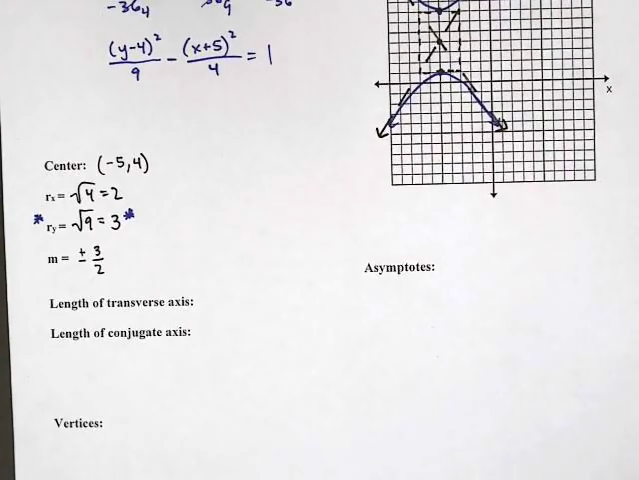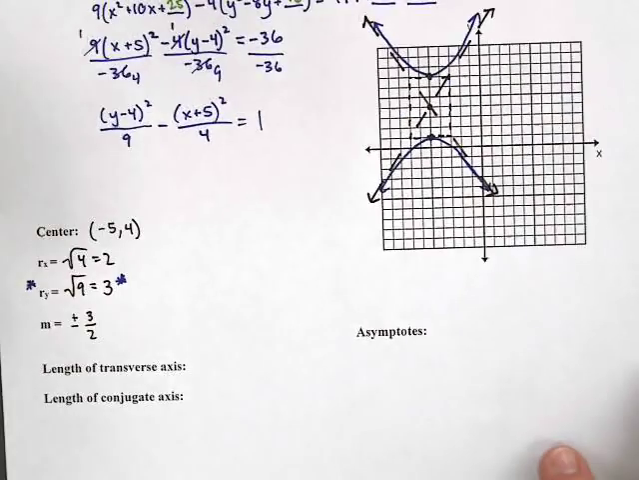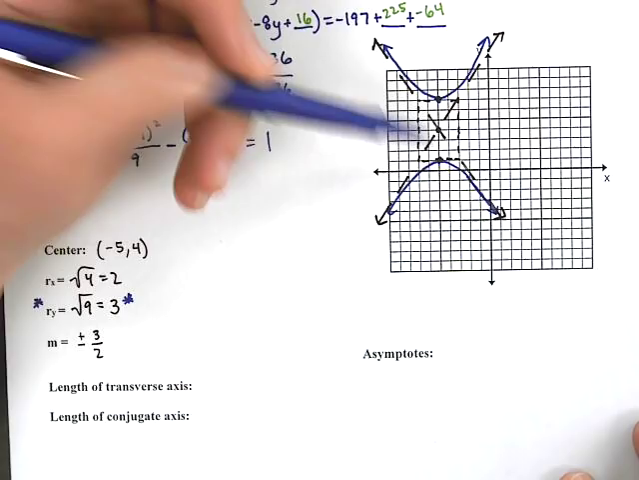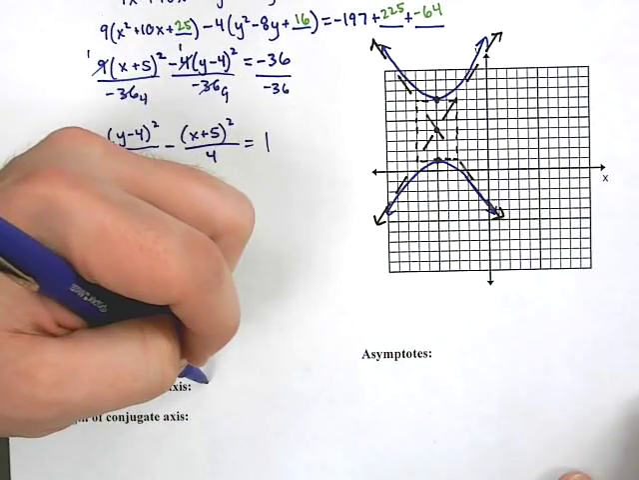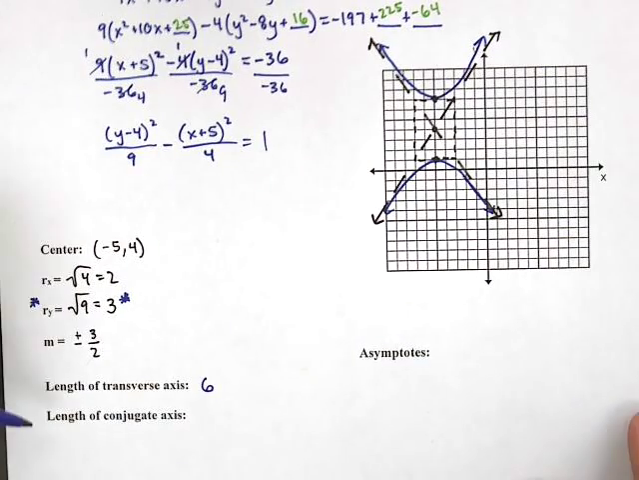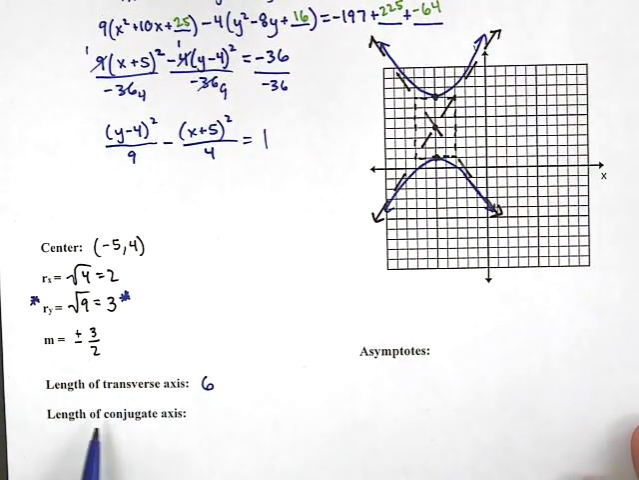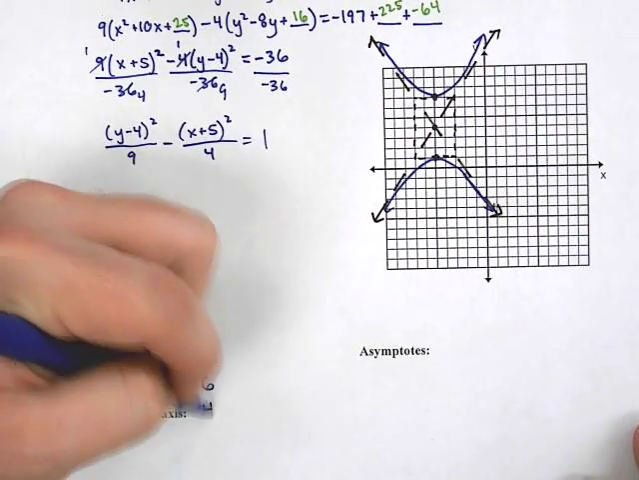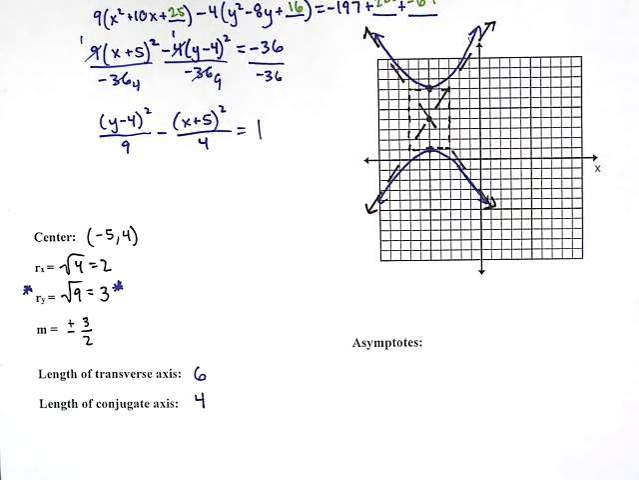Length of transverse axis. Well, the transverse axis we said was the y piece, and if here's our center and we go up 3 or down 3, then the length of our transverse axis is just 6. Alright? Thinking the same way, but now with the conjugate axis, well, we went 2 to the right, 2 to the left, so our conjugate axis length is just 4.